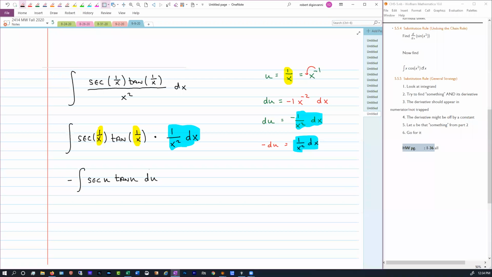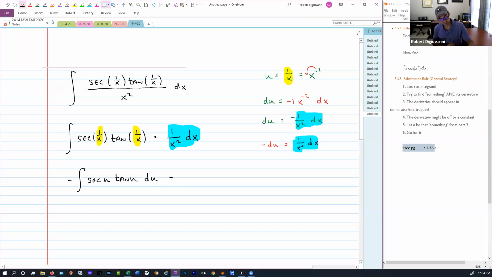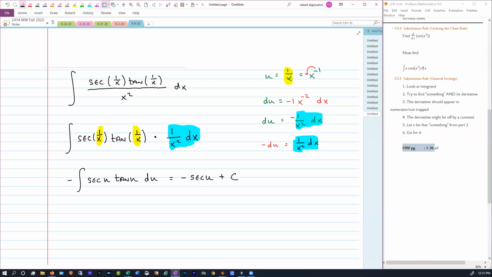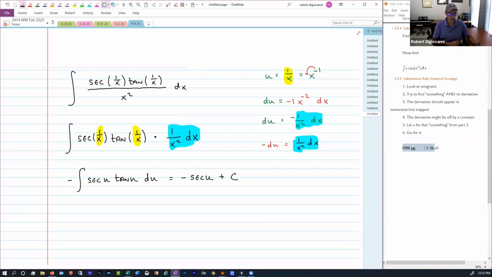Wouldn't that be secant squared? No, it would be, yeah, just secant u. So minus secant u plus c. So go back to Cal 1, derivative of secant x is secant x tangent x. So obviously the antiderivative of secant u tangent u would be secant u. And then we have the negative out front. And we throw in the u. The u was 1 over x. We're done. Good job. Okay.